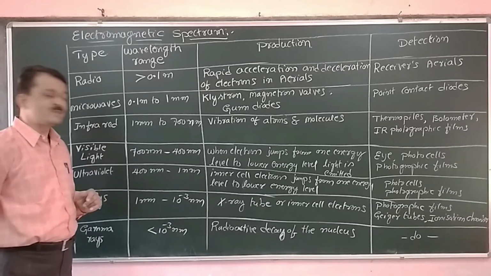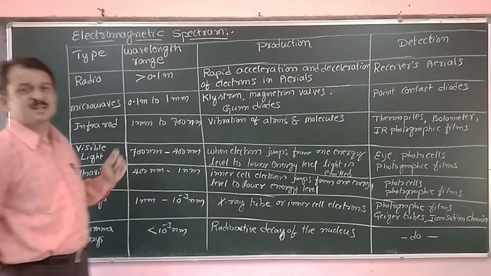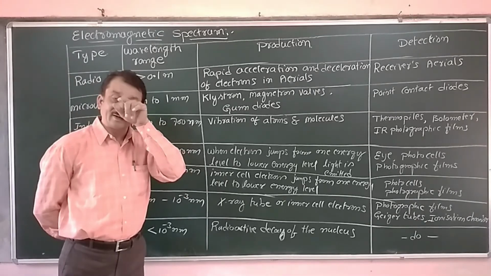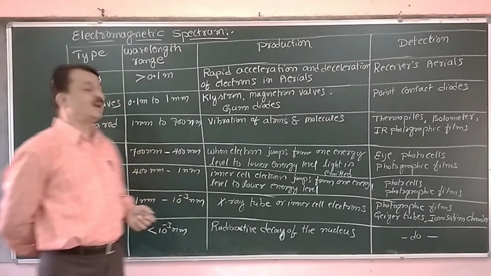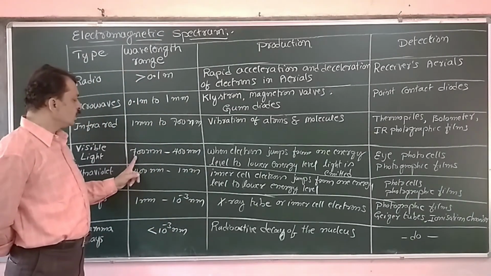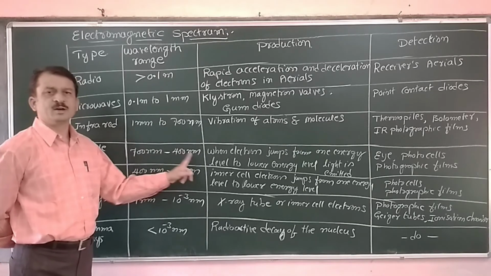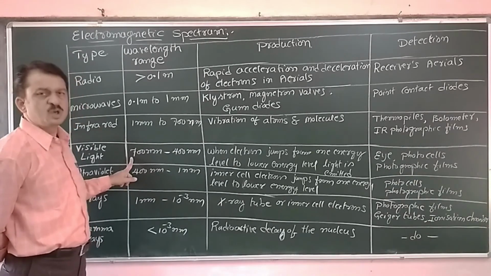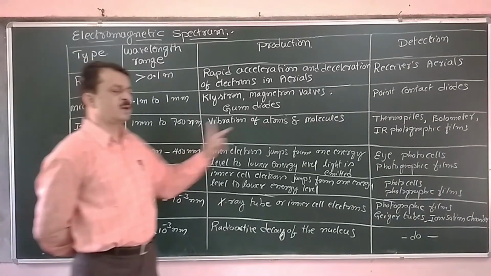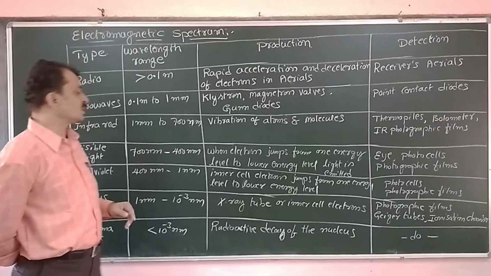The next one is visible light. It is the only part of the spectrum which we can see with the naked eye. It has a wavelength range of 700 nanometer to 400 nanometer. 700 corresponds to red light and 400 corresponds to violet light.